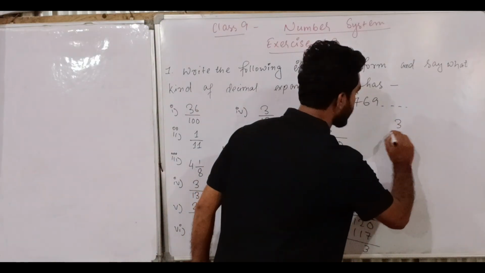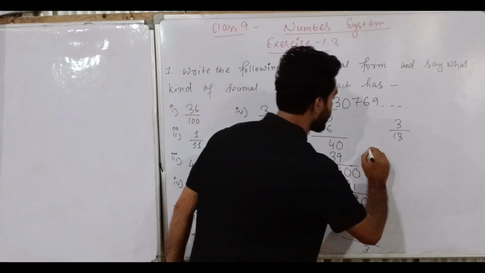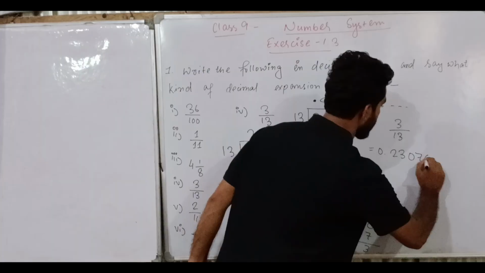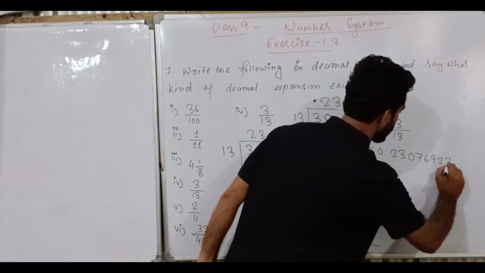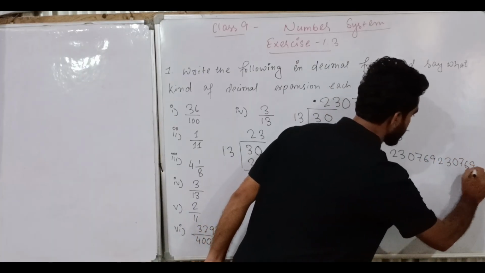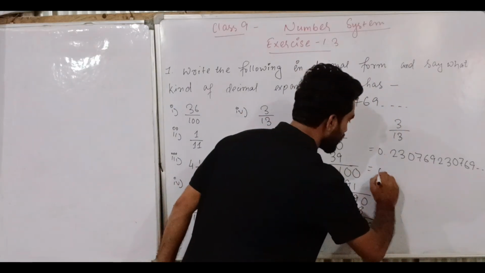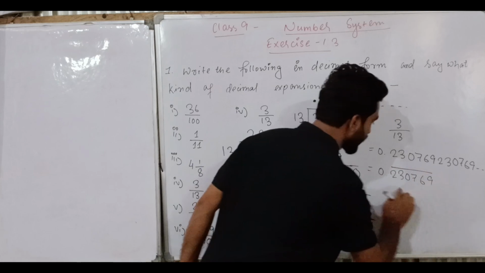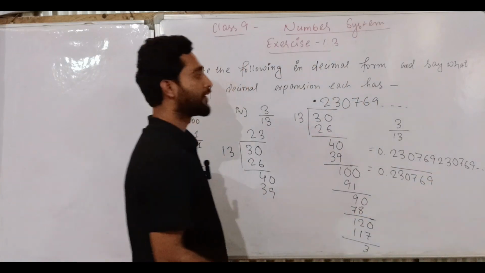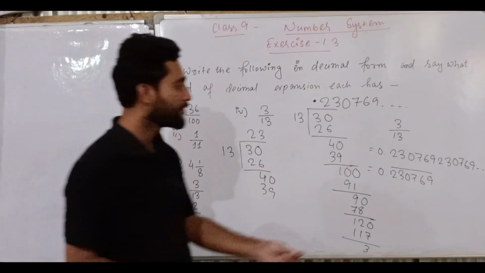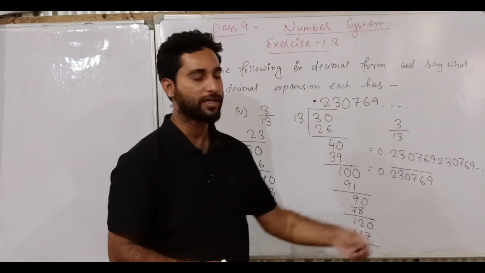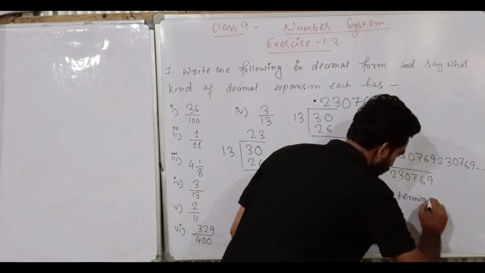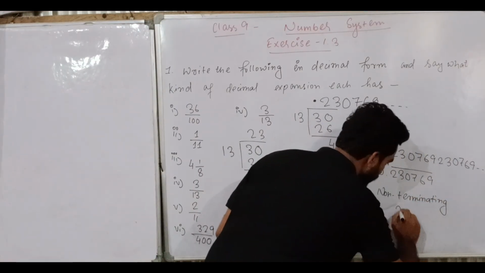That means when we divide 3 by 13, what we'll get? 0.230769230769 and so on. That means 0.230769 bar. That means this set of digits will be repeated. So what kind of decimal expansion does it have? This kind of decimal expansion is called non-terminating repeating.